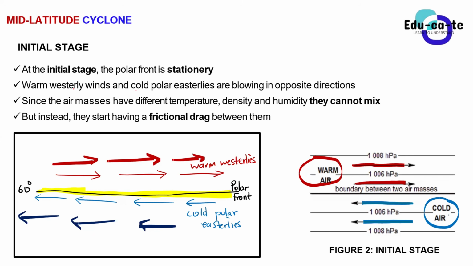And we say that since they are not mixing with one another, they will start having a frictional drag between them. So for the initial stage, there are not too many questions that they ask about it, but it builds the foundational idea of how this forms. But are you guys still following in the correct sense here?